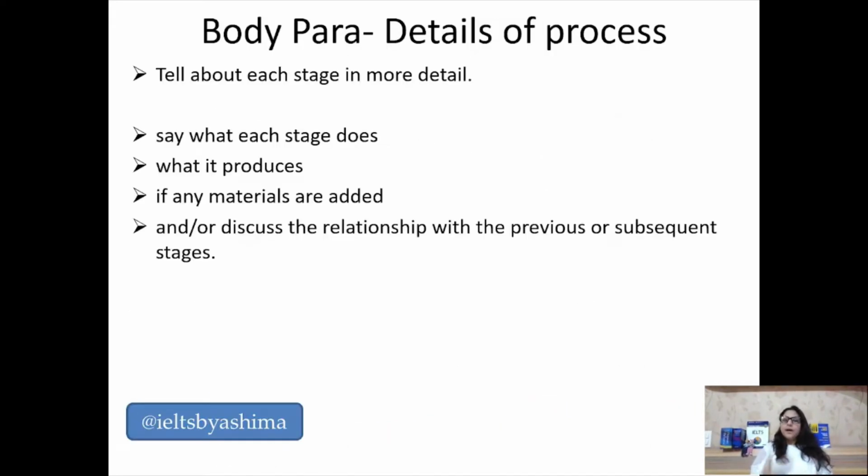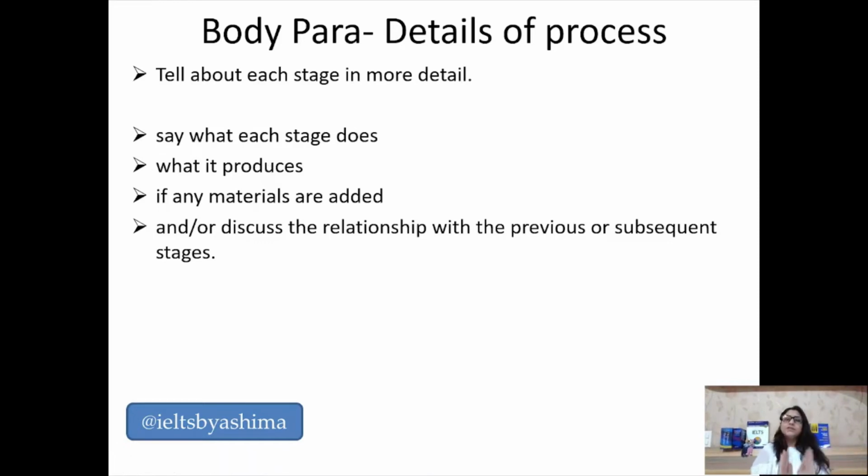Now we have body paragraphs. जब भी आपने body paragraphs लिखने हैं, you have to make only 2 body paragraphs. That is clear. Half information आप body paragraph 1 में डाल सकते हो and half body paragraph 2 में. Fine. So हर body paragraph में what you have to include is tell about the each stage in more detail. हर एक stage को आपने properly explain करना है. Say what each stage does.